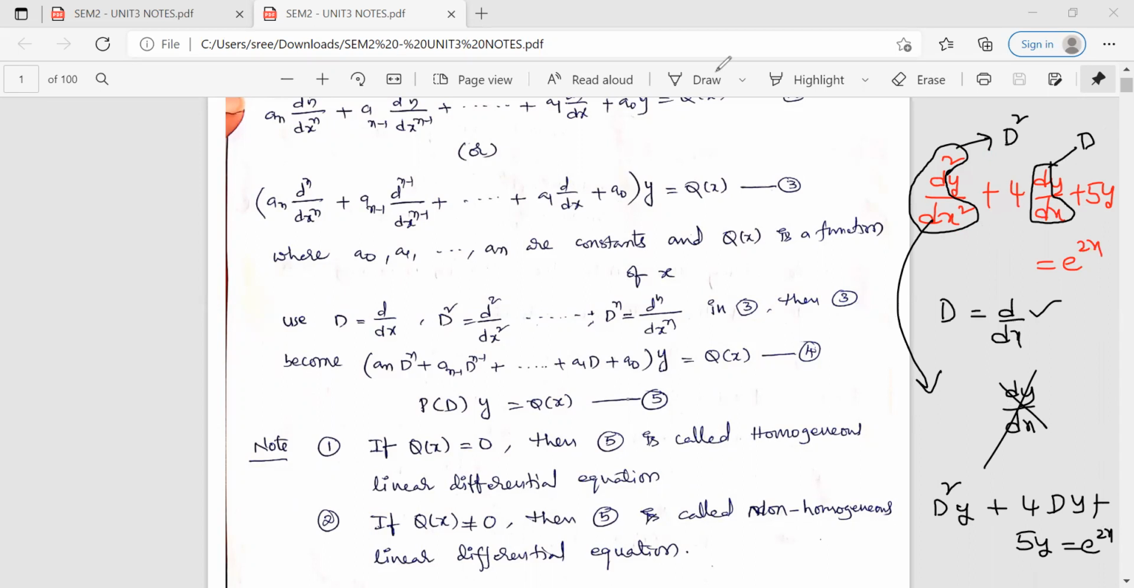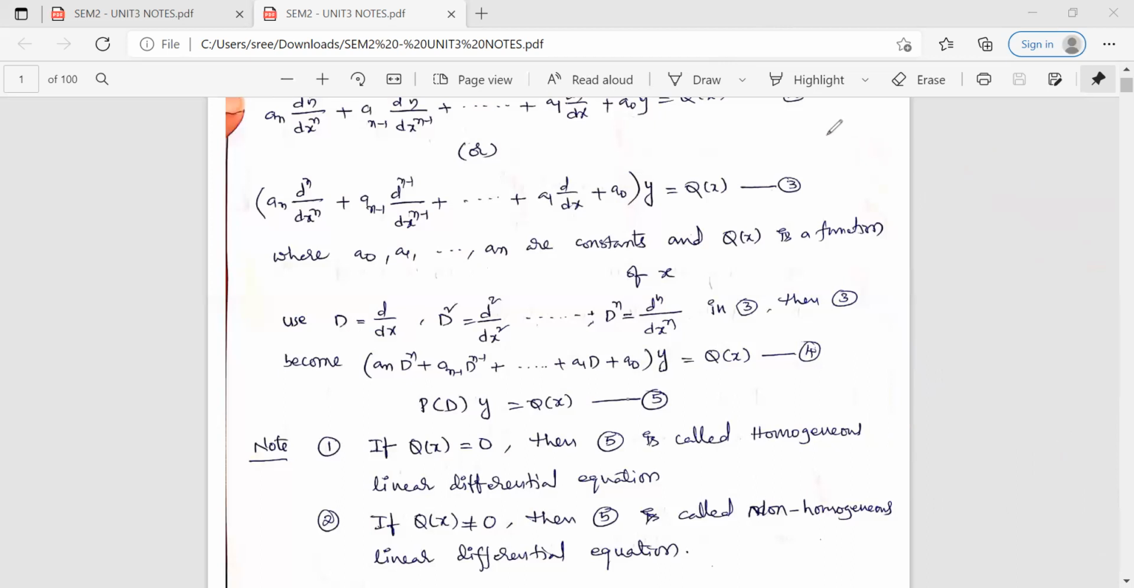From this we take y as common. What we get here? D square plus 4D plus 5 into y equals e power 2x. So every time we write the given equation in the form of capital D and we take y common every time. Next, see.